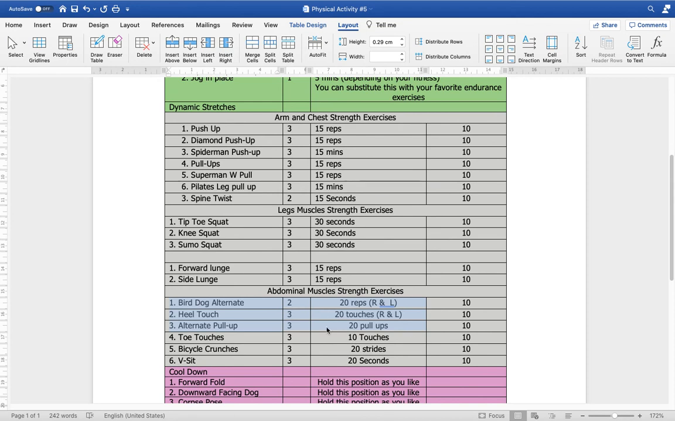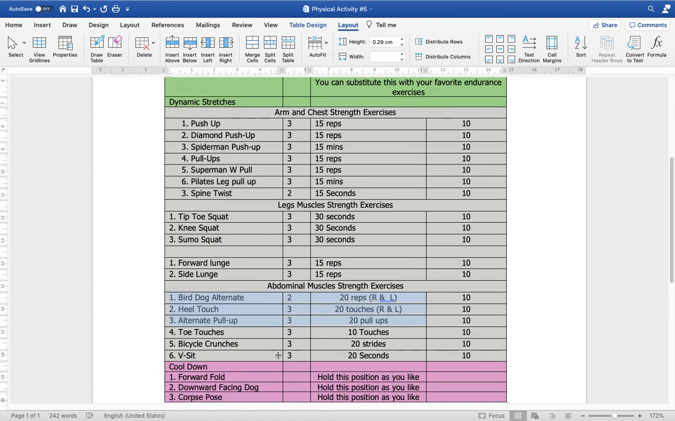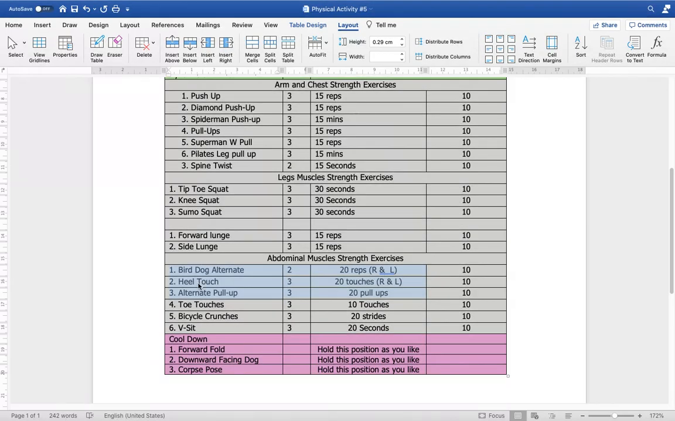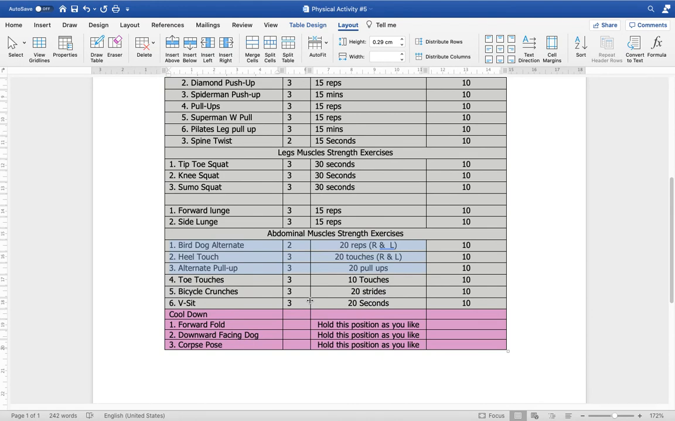You can do this to strengthen your abdominal muscles, because your abdominal muscles are very important to keep yourself upright and to promote proper posture. And of course, you do your cool down. Do not ever forget your cool down.